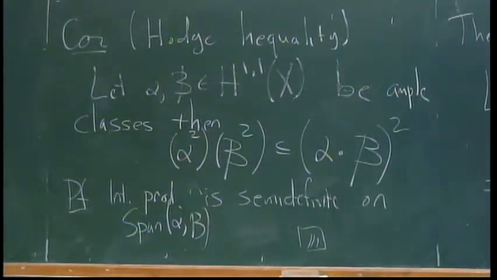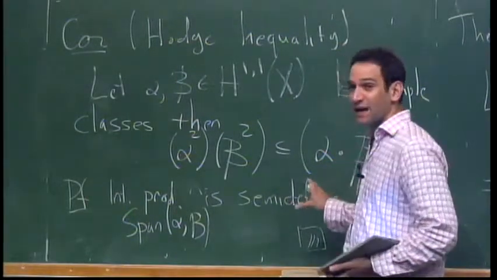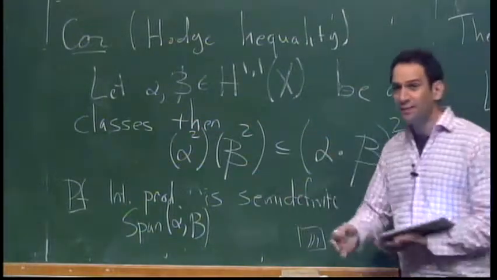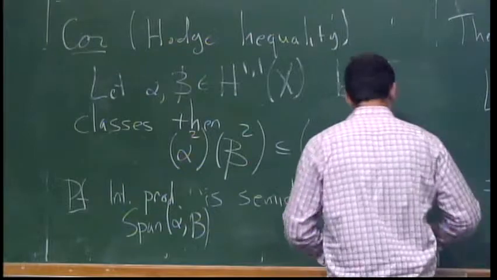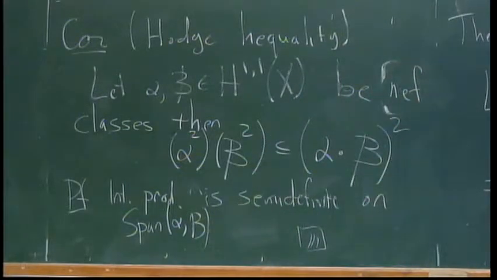And we should also notice that this theorem behaves well with respect to continuity. If we take a limit of ample classes, it'll be true for the limit, and we know the limit of ample classes are Neff classes. Don't worry if you don't know what that means. It just means, by a theorem of Kleiman, that they can be approximated by ample classes.